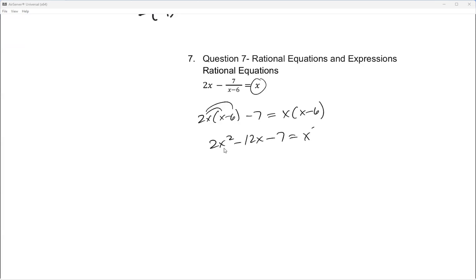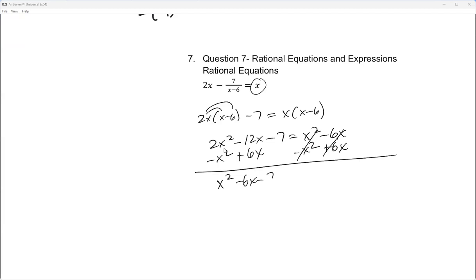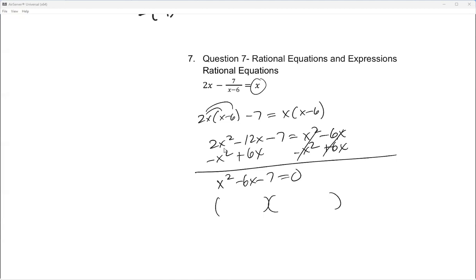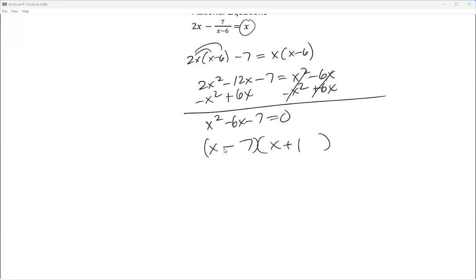So I want to make this a quadratic. So I want to put it in standard form, and this is where standard form is important, because you want to make everything equal to 0. So it will be x squared minus 6x minus 7 is equal to 0. So you factor x minus 7, x plus 1. So our answers are x equals 7 and x equals negative 1.